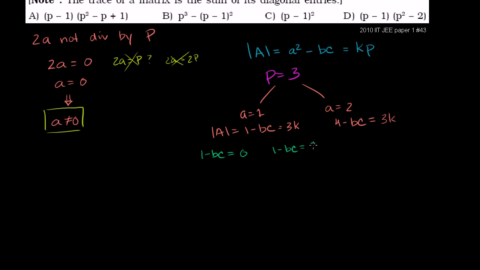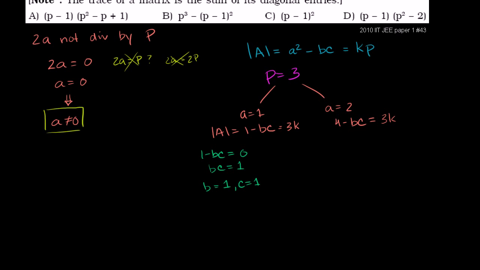Actually, let's think about this a little bit. Let me try this possibility here first. So if 1 minus BC is equal to 0, this is pretty straightforward. BC would have to be equal to 1. And so B would have to be equal to 1, and C would have to be equal to 1. So we have one combination here.